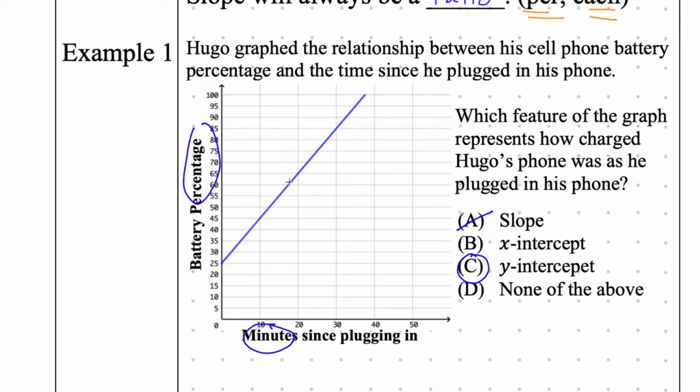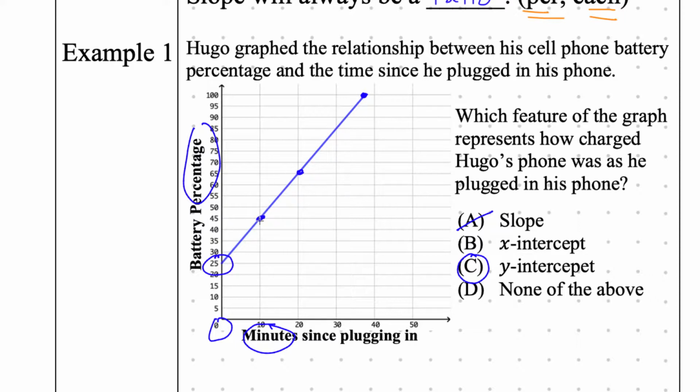And just interpreting the graph a little bit more. So what's happening in this graph is he plugs in his phone at 0 minutes. Ugo, your phone is at 25%, and then after 10 minutes, your phone is at 45%. After 20 minutes, your phone is at 65%, and so on until it hits 100% after, like, I don't know, 36.33, 36.66 repeating minutes, whatever it is. That's what's going on in this graph.